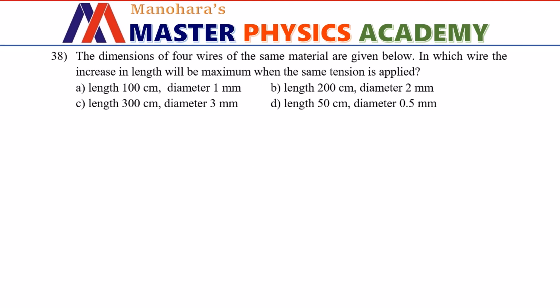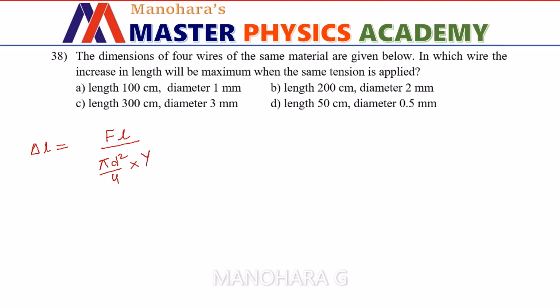The dimensions of 4 wires of the same material are given below, in which wire the increase in length will be maximum when the same tension is applied. So the increase in length of the wire is given by force acting on the wire into original length divided by area of cross section, which I can write as pi d squared by 4 since diameter is given here, into the Young's modulus.